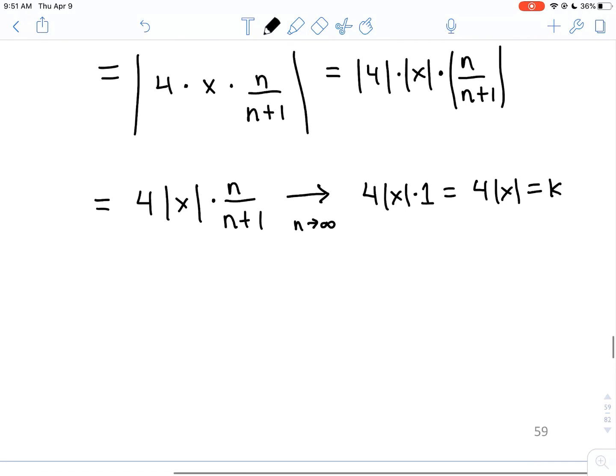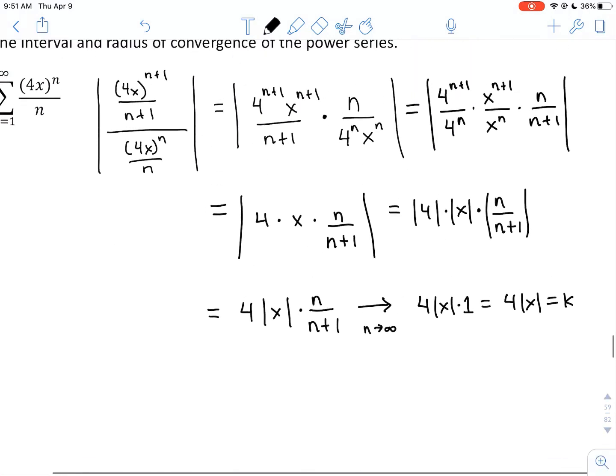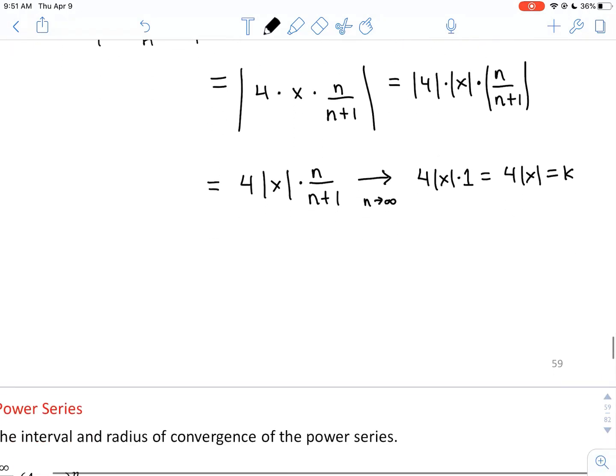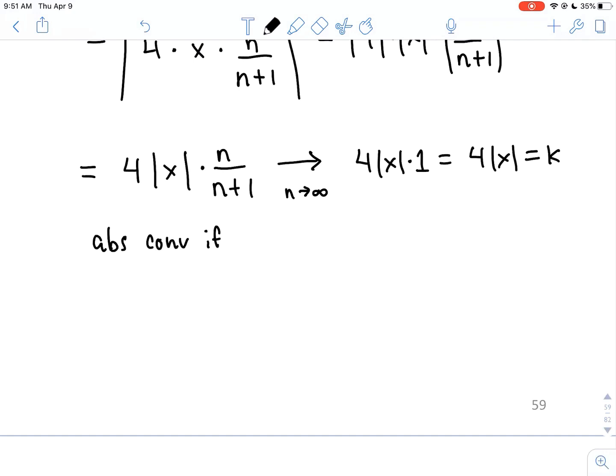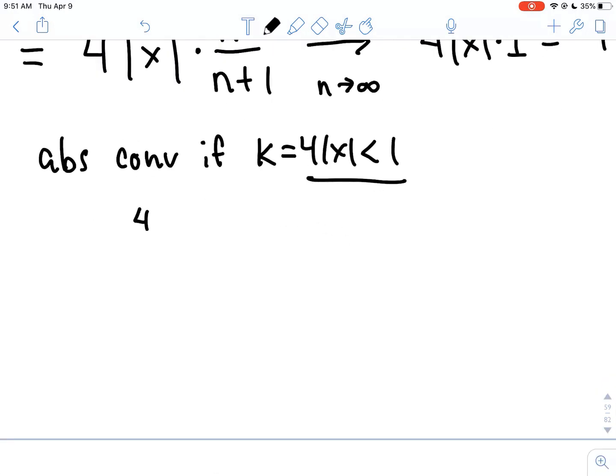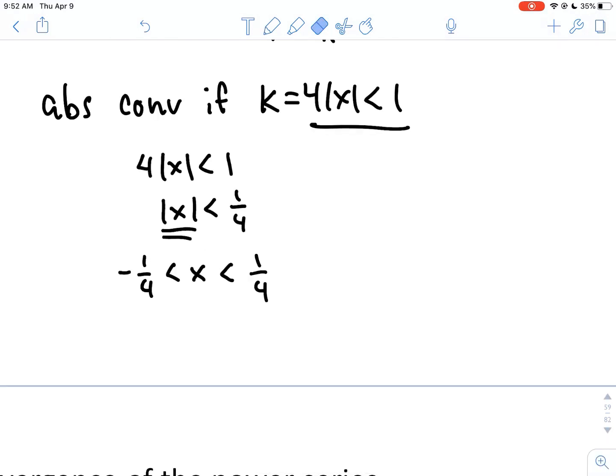Now, if we want convergence of the series, we want our k to be less than 1. The series will be absolutely convergent if k, which is the same thing as 4 times the absolute value of x, is less than 1. So we've got to solve this statement right here for x. The first thing I want to do is divide both sides by 4, and then write this as a double inequality. And there's our interval of convergence, at least the open interval.